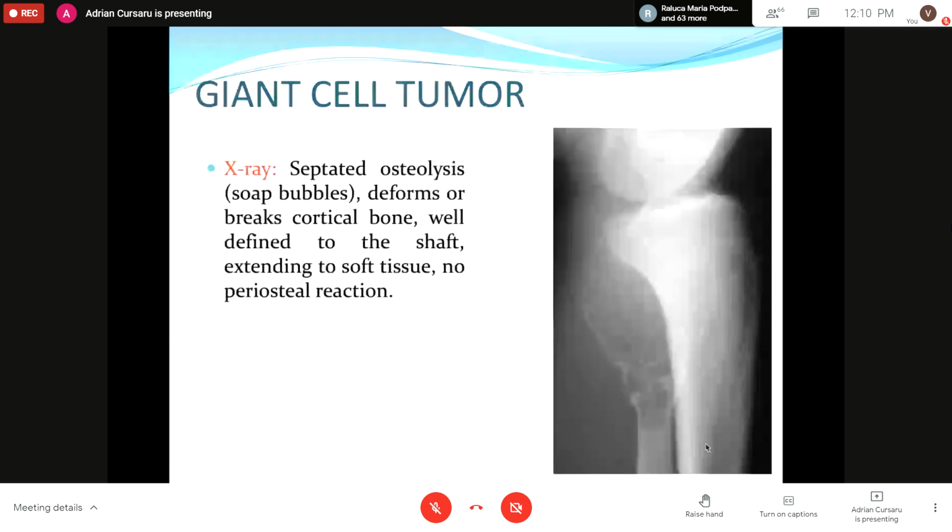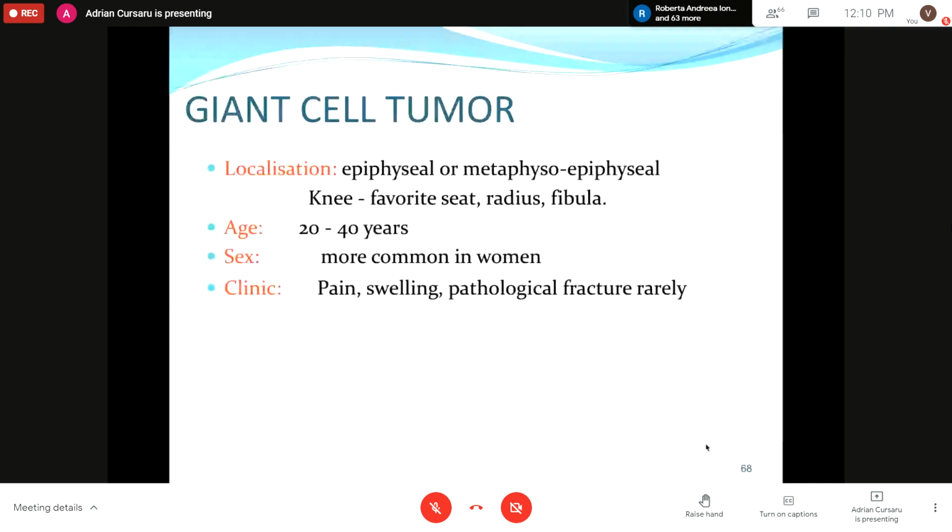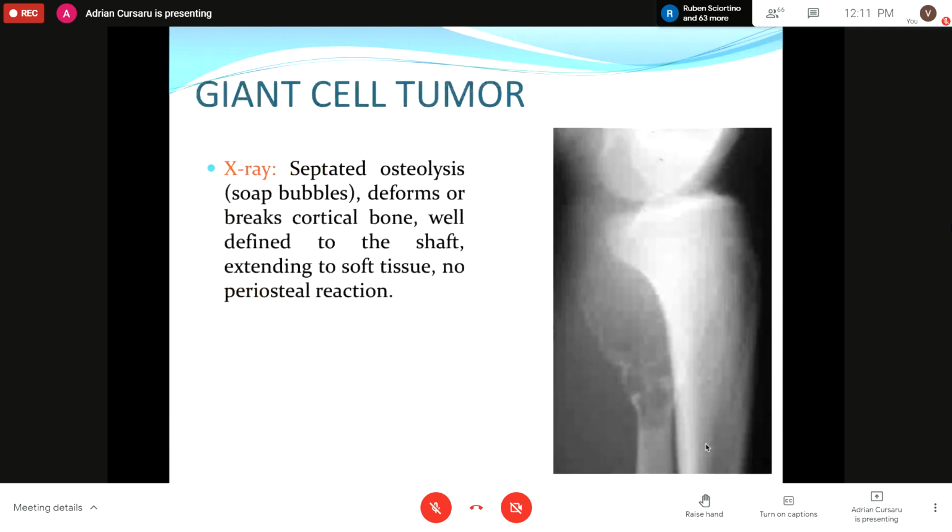It doesn't have a specific clinical presentation. All the types of benign tumors have a common clinical appearance, and the malignant ones are common too. On the X-rays, you will see septated osteolysis, the soap bubbles that we have discussed, like in that image of the fibula. You can see the soap bubbles very well.